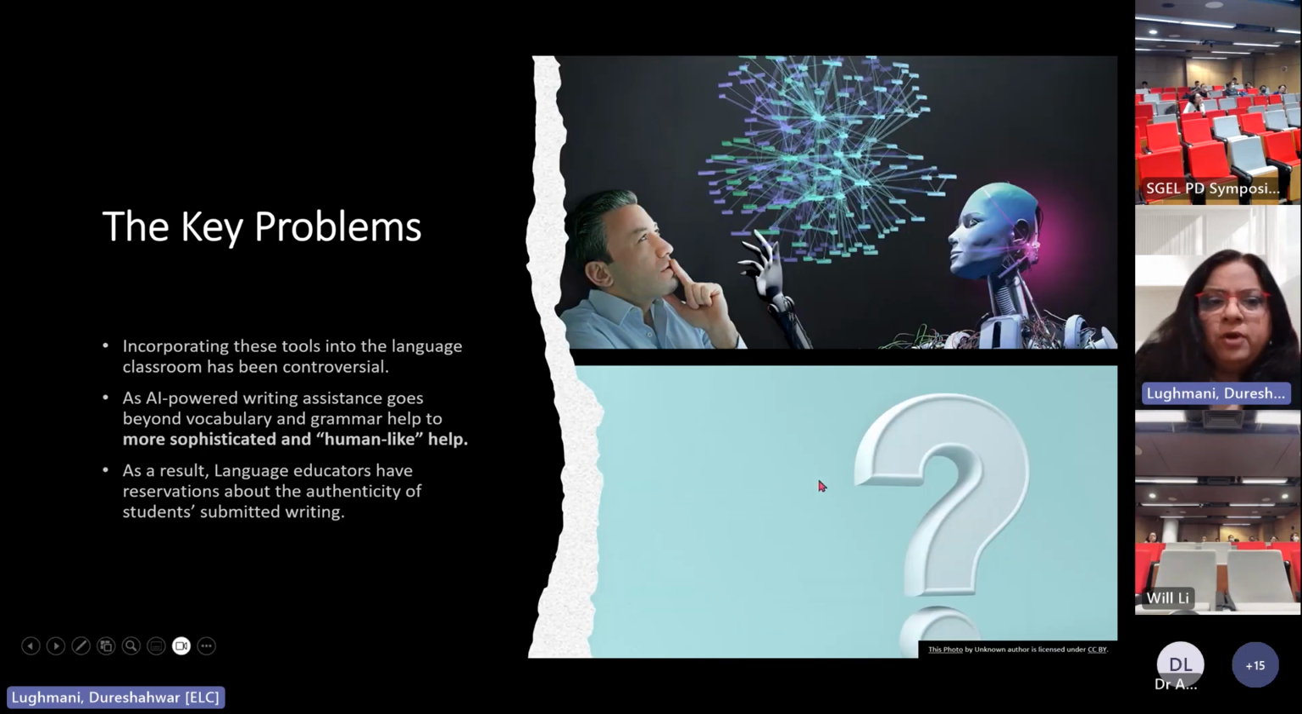But what are the key problems? So, incorporating these tools into language classroom has been controversial. AI-powered writing assistance is not just vocabulary and grammar. It goes beyond into more human-like help now. And so, language educators have reservations about the authenticity of students' submitted writing.